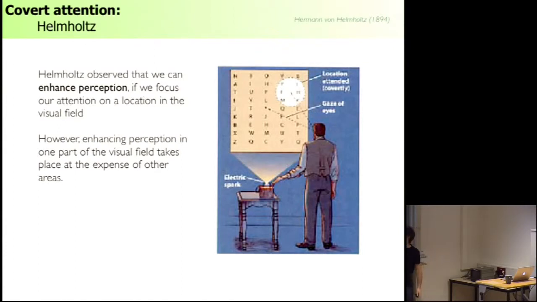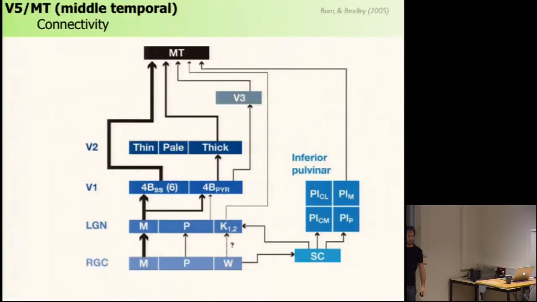Trick question, this is the right visual field, where's the left? Anybody? There's just one visual field because it goes to the other hemisphere. Good.